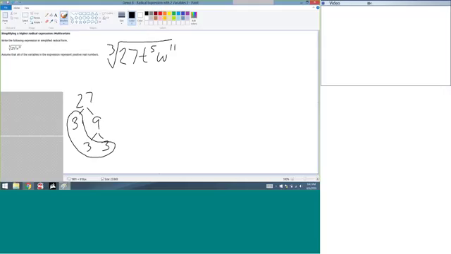So since everything got circled and there are no remainders, that means 27 is a perfect cube, which it is. It's 3 to the 3rd, so it would just be a 3.